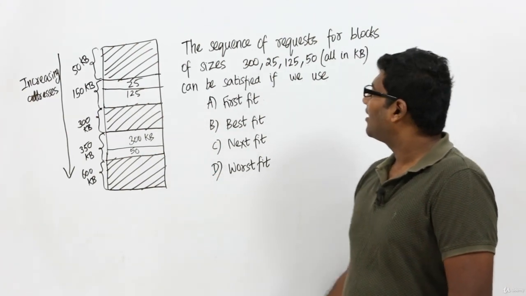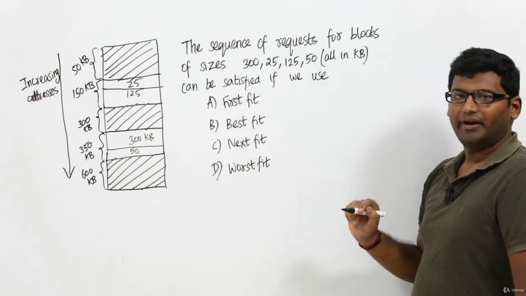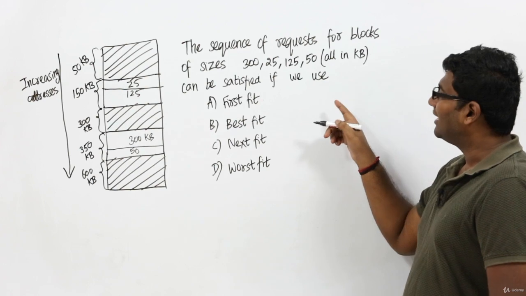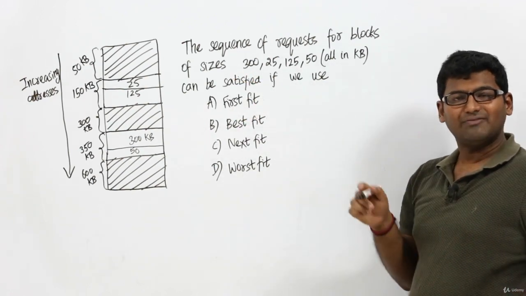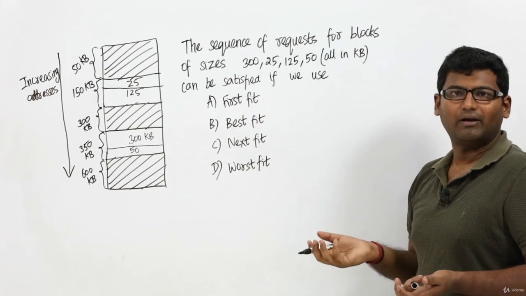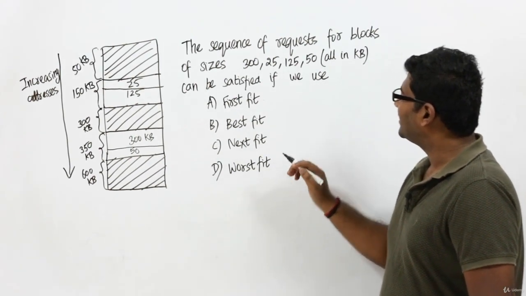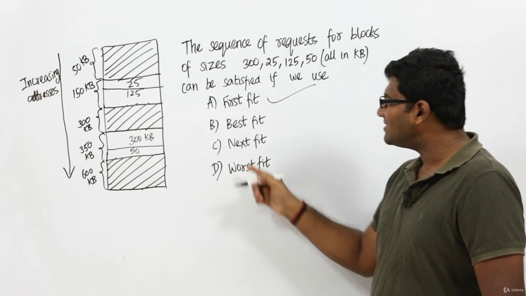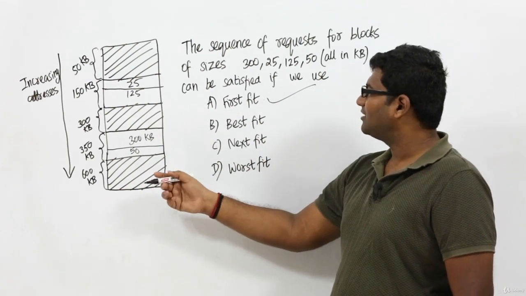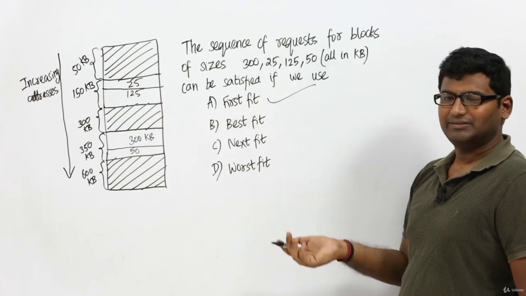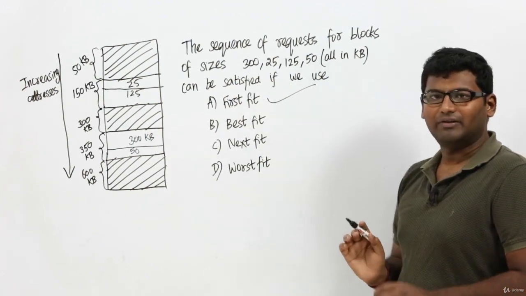So we are able to satisfy all the requests, which means we are able to allocate all these processes, in case it comes in this order. If the order is different, this might not be the case. We'll see that a bit later. What I want to tell you is, if you are using first fit for this memory structure and for this order of processes, we are able to satisfy all the requests.